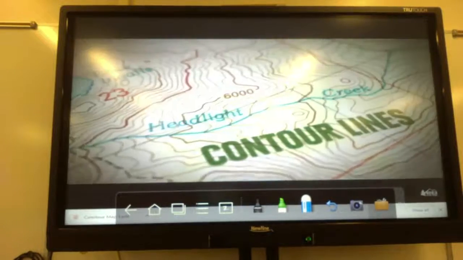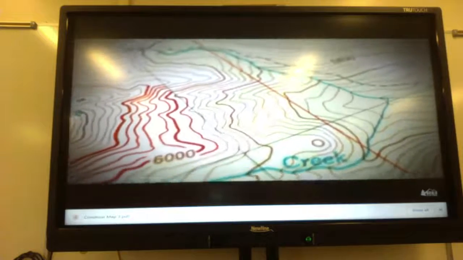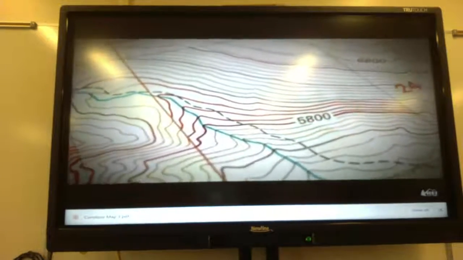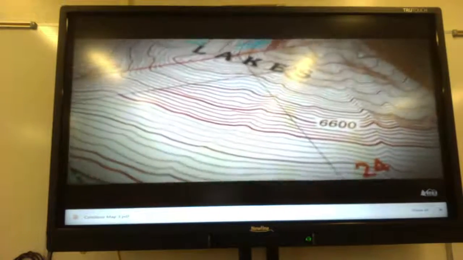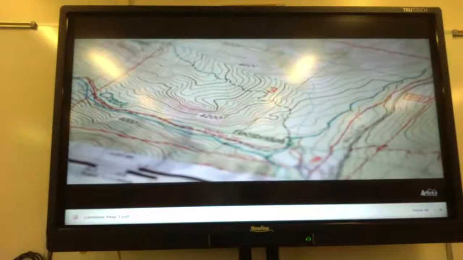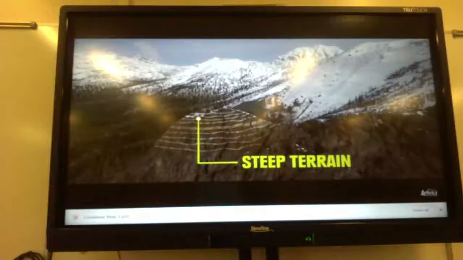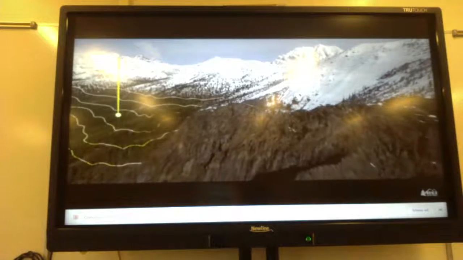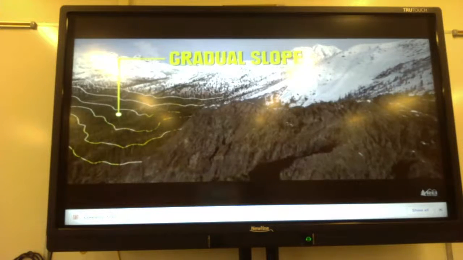Contour lines are what really make topographic maps something special. These lines connect all the points on the map that share the same elevation. By looking at how the contour lines spread out and come together, you can get a good sense of what the terrain looks like. When the lines are packed close together, that tells you that the elevation is changing a lot in a short distance, so the terrain is quite steep. As the lines spread out, the elevation changes more slowly, so the slope is more mellow.